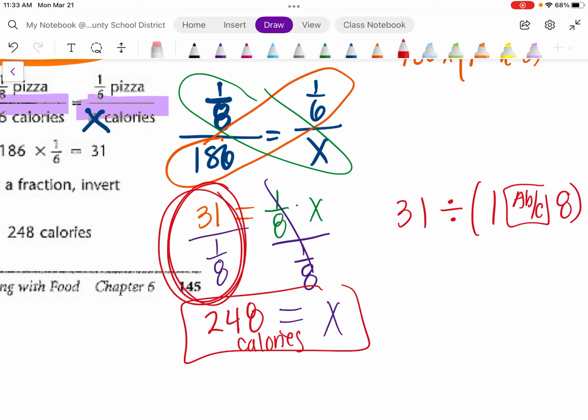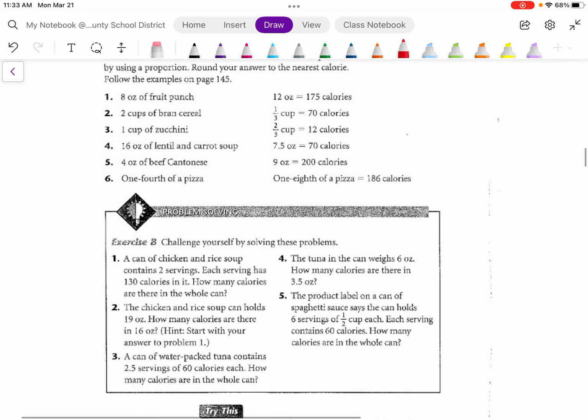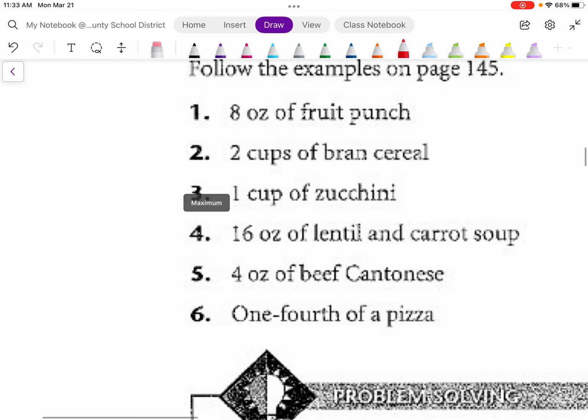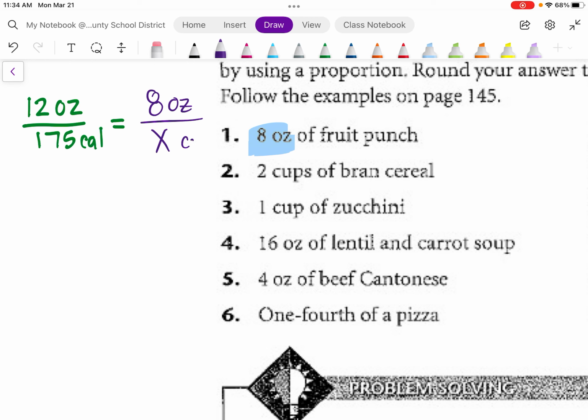All right. Now, on the last page you are going to complete today are all of these, and you're going to use the number of calories on page 145 to help you. So, first one, if I want to consume 8 ounces of fruit punch, I need to go back and see for the fruit punch. It tells me that for every 12 ounces, there's 175 calories. Okay, so if I'm going to consume 8 ounces and I want to know how many calories I'm consuming, you want to make sure that you're keeping the ounces in the numerator, the calories in the denominator, so that then you can just cross multiply and solve.